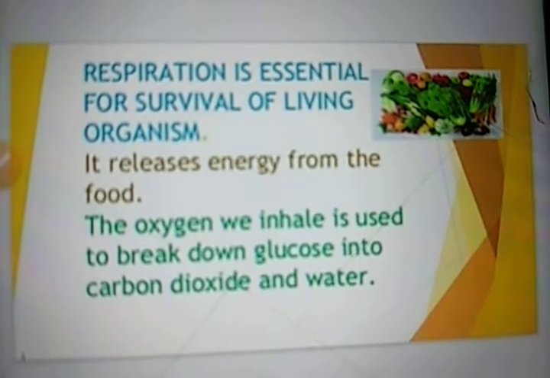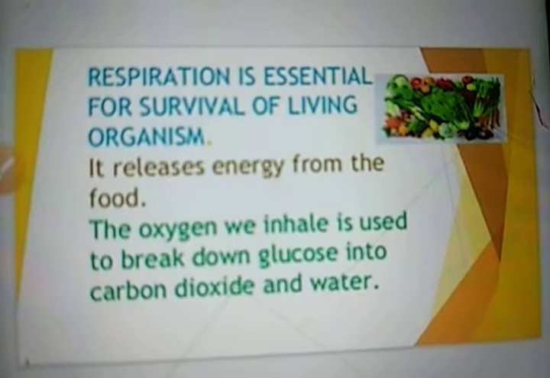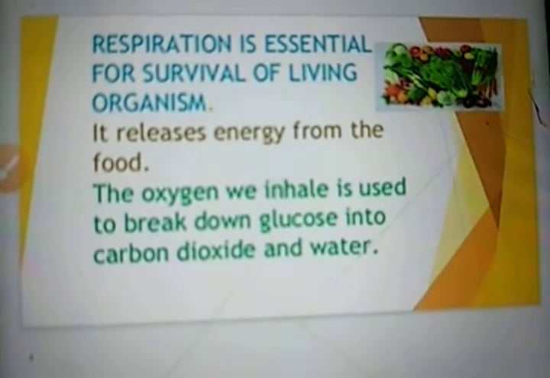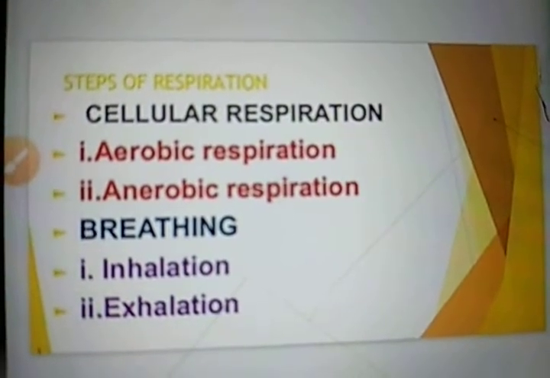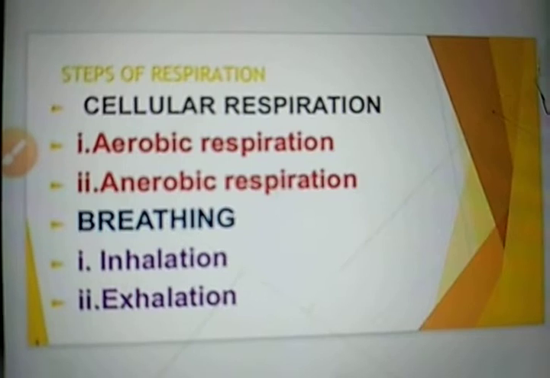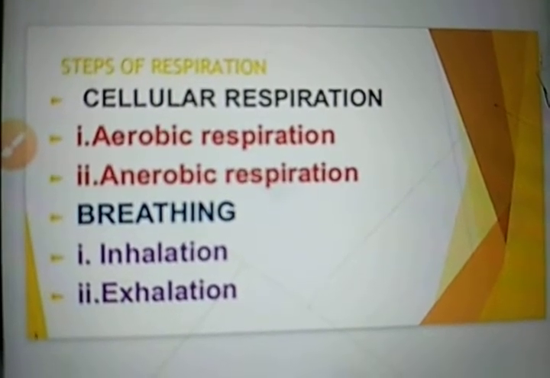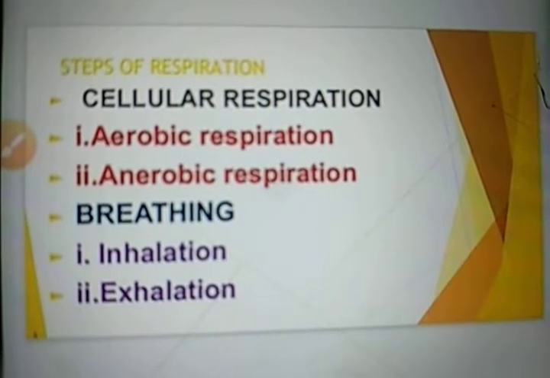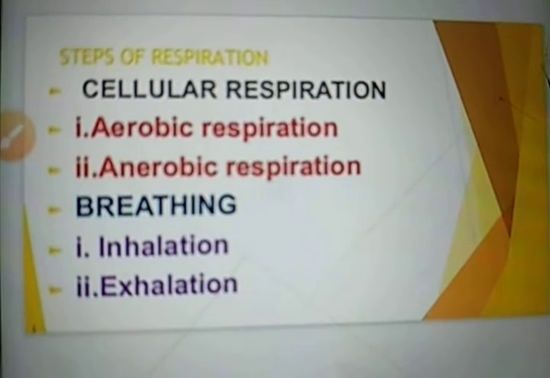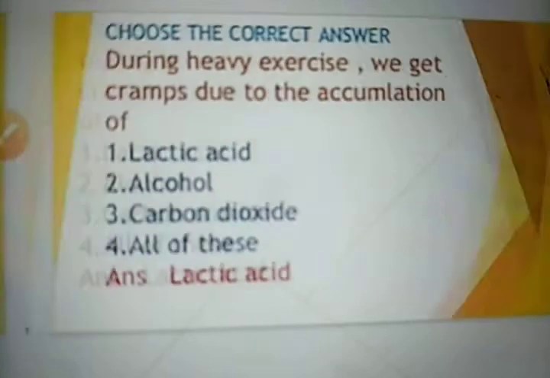We animals take in oxygen and give out carbon dioxide, whereas plants take in carbon dioxide and give out oxygen. When we talk about the steps of respiration, cellular respiration is of two types, aerobic and anaerobic respiration, whereas the other is breathing. Breathing is again of two types, inhalation and exhalation. So we'll start with this.